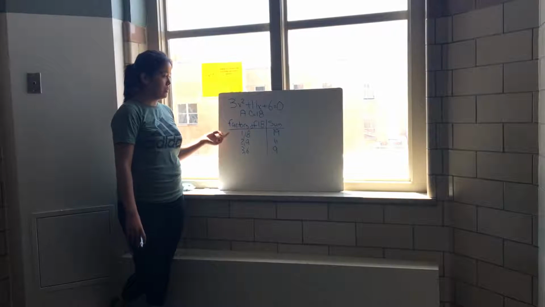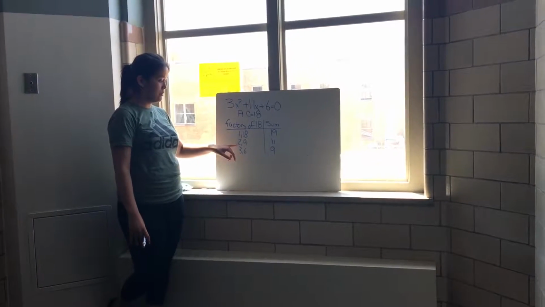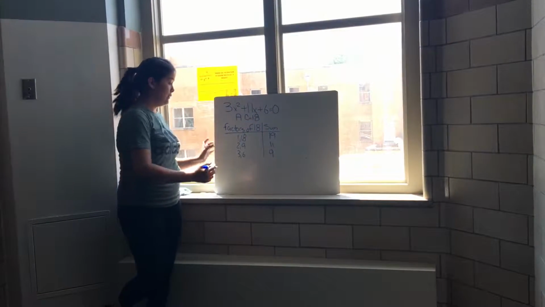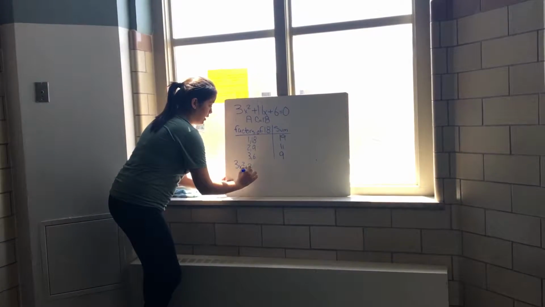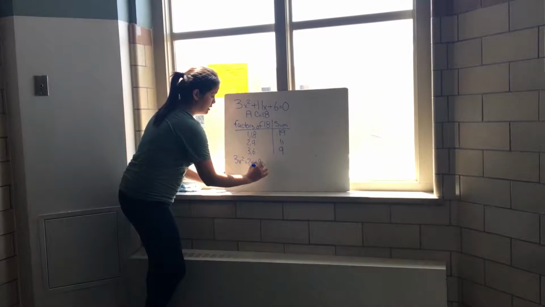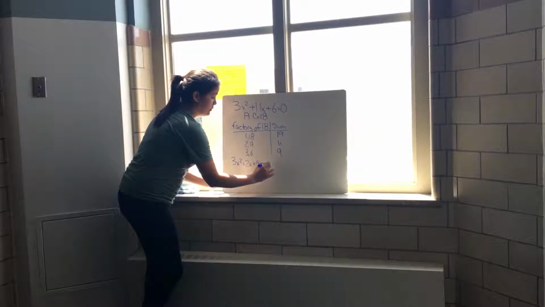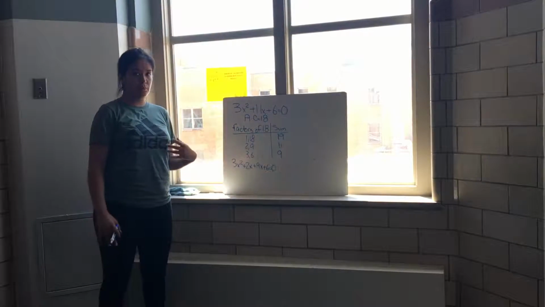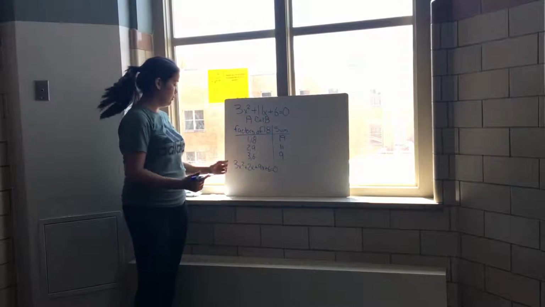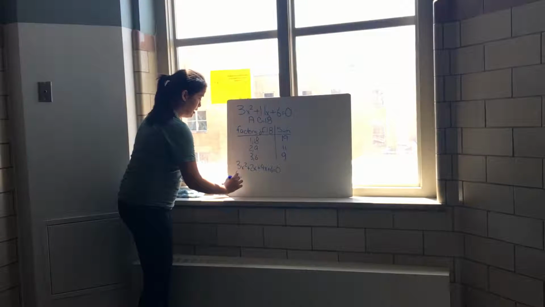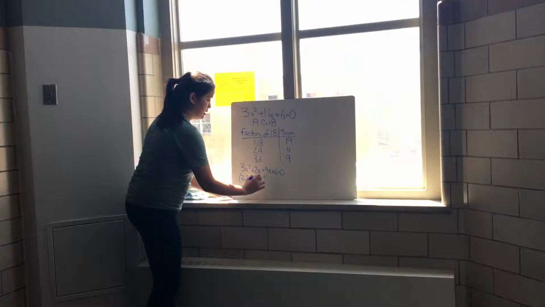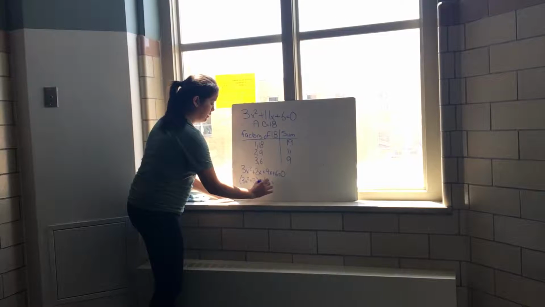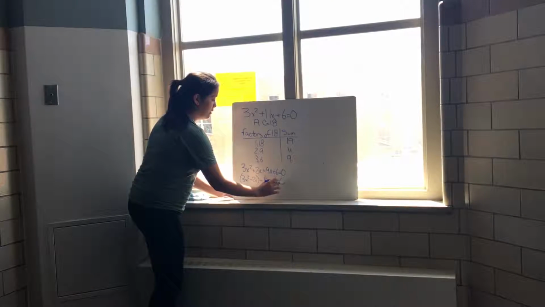After we know our factors, we will be substituting the 2 and 9 in for 11. So our new equation will be 3x squared plus 2x plus 9x plus 6 equals 0. After this, we will be putting them into factor groups, which would be 3x squared plus 2x, and then plus 9x plus 6 equals 0.